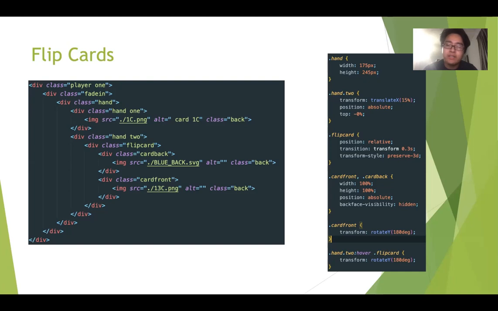And on the right, you can see our CSS, where it sets the parameters for the card's width and height, and the translation for the card itself. For the flip, you can see it's where it says rotate 180 degrees.